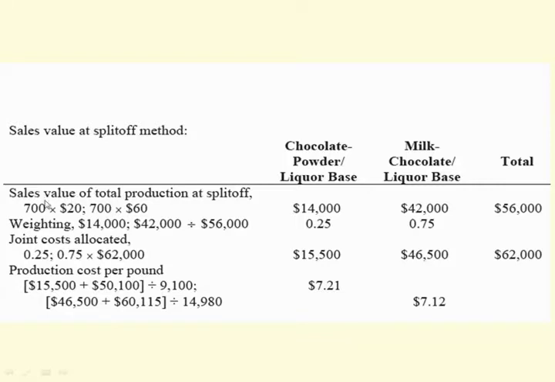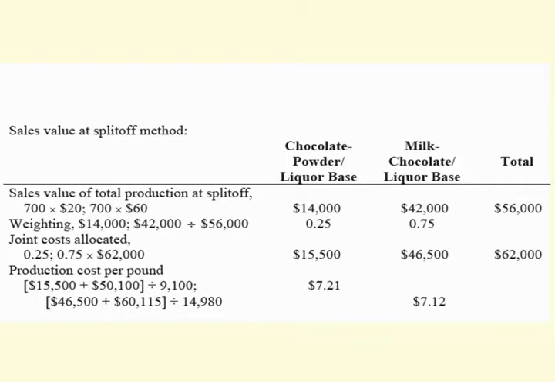So, sales value, start with sales value of total production at split off. We calculated 700 gallons of the first intermediate product, chocolate powder liquor base, so 700 multiplied by 20 results in $14,000. And for milk chocolate liquor base, 700 multiplied by 60 results in $42,000, and the total is $56,000. This is the sales value of total production at split off point.